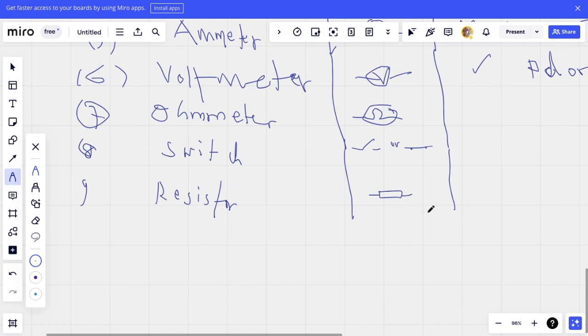This is the symbol of a resistor. Resistor is to oppose the flow of current, to reduce it, to draw it back. If you don't have a resistor, maybe current may be too much and may burn your other devices. So resistor is to slow down the flow of current. Okay? Resistor is to oppose the flow of current.